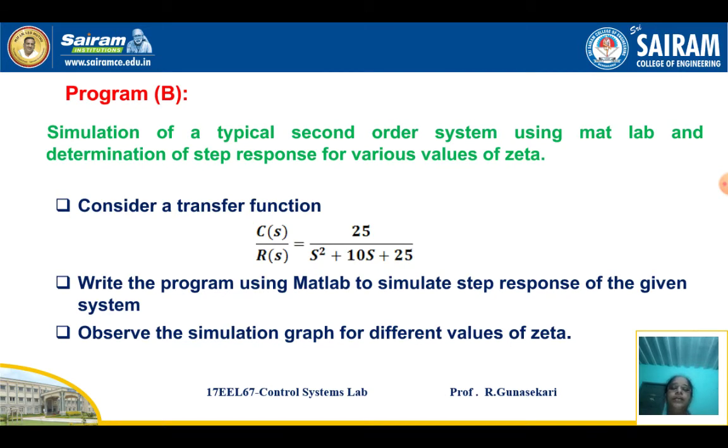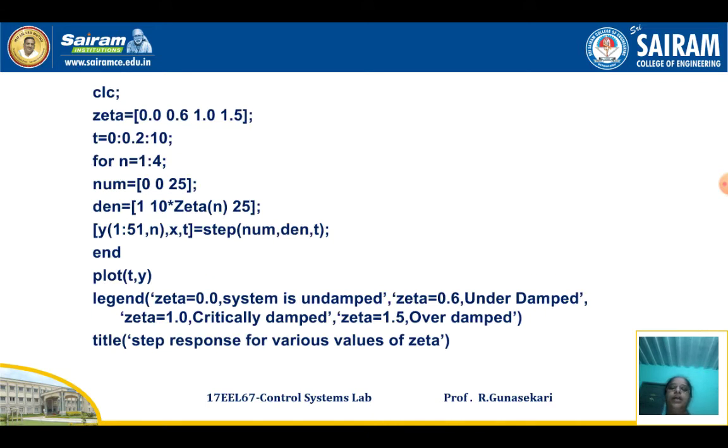Other than that, I take one transfer function and I vary the zeta value. For the various values of zeta, what is the second order response? I choose the transfer function 25 divided by s squared plus 10s plus 25 only. For this system, I write the program, clear zeta value. I assign 4 conditions: undamped, underdamped, critically damped, overdamped. For the 4 conditions I choose the values 0.0, 0.6, 1.0, 1.5.